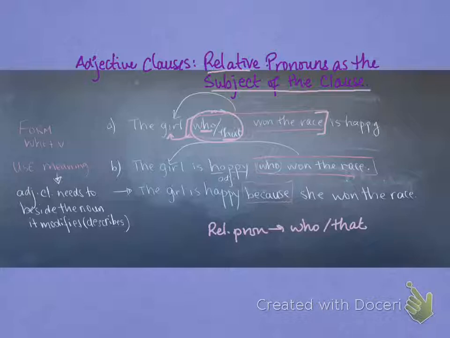We also talked this morning about where an adjective clause goes. If we say the girl is happy, who won the race, this adjective clause is too far away from the noun that it is modifying. And remember, modifies means describes. So we want to make sure that this adjective clause gets put in right after the noun that it's modifying, so that it looks like it does in A. The girl who won the race is happy. Or the girl that won the race is happy.